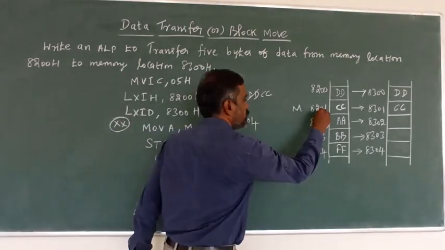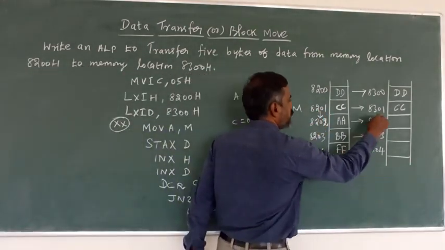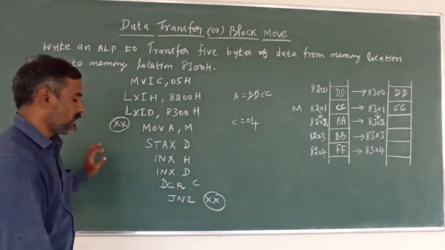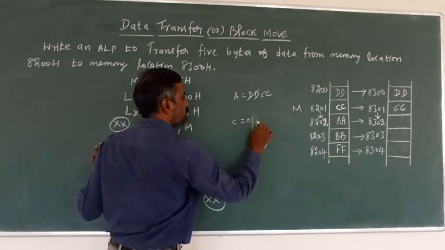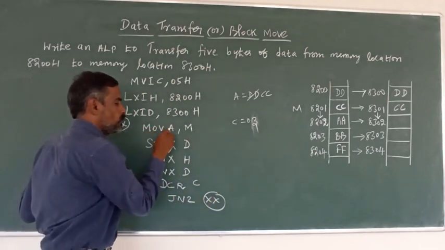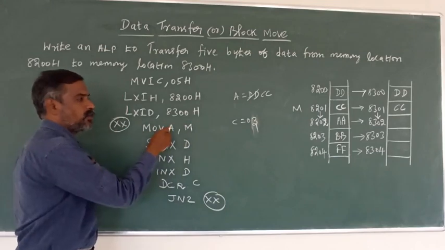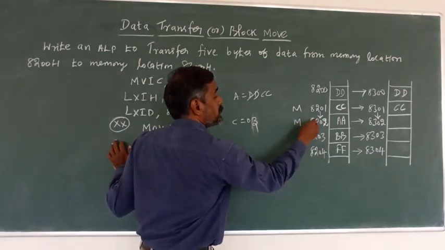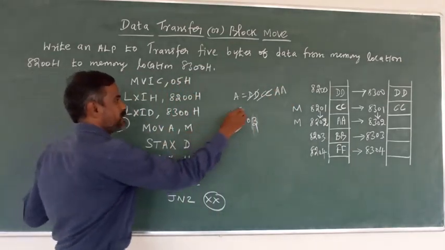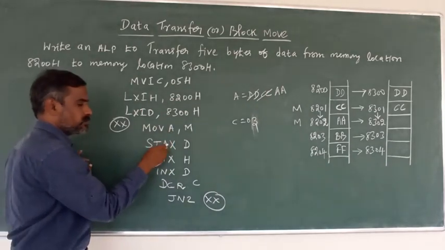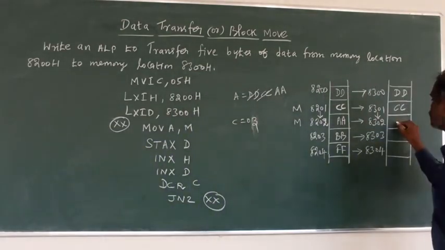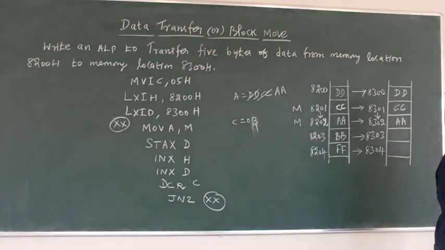Now the address will be incremented from 8201 to 8202, and INX D also increments 8301 to 8302. Next decrement C, now C equals 03. Now check whether it is 0 or not. Not 0. Again jump to here. MOV A, M. The memory data moves to the accumulator. Now the memory data AA moves to the accumulator, and then the accumulator data is stored at the given DE register pair address. The accumulator holds AA, and it is stored at address 8302.